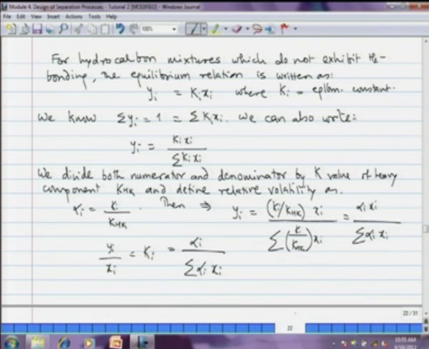Then yi is equal to Ki divided by K HK. K HK is a constant, so you can take it inside the summation sign also without any problem. Ki divided by K HK into xi divided by summation Ki by K HK into xi, and then we replace Ki by K HK as alpha i. So, we get yi is equal to alpha i xi divided by summation alpha i xi, and yi divided by xi is Ki. So, Ki is equal to alpha i divided by summation alpha i xi. So, we use this relation for further derivation.